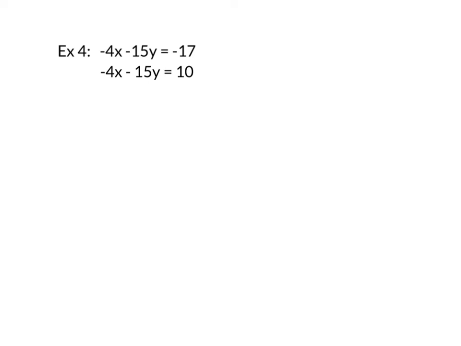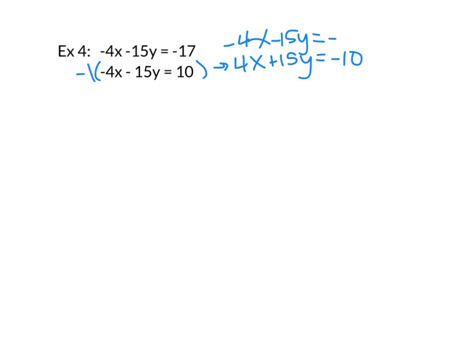So I need to fix that, and I need to multiply one of my equations by a negative, or let's make it a negative 1. So I'm going to multiply my bottom equation by negative 1. Didn't matter if I did the top or bottom. So it's going to change the sign of everything. So now it's positive 4x, positive 15y equals negative 10. And on the top I have negative 4x minus 15y equals negative 17. I didn't change that one. Okay, let me add up my equations now.